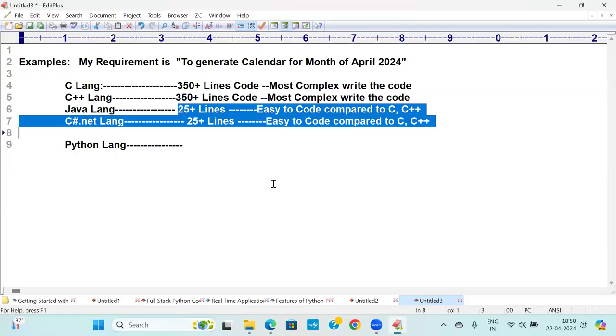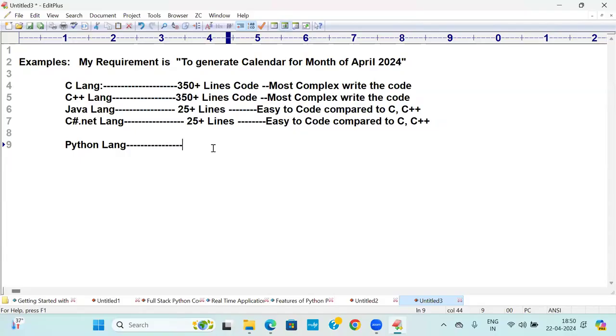That is what is called the backbone: Python programming. In Python programming, if any non-technical students want to emerge in the technical field, they have to learn Python programming only. There we are writing just 2 lines of code. Just 2 lines of code.